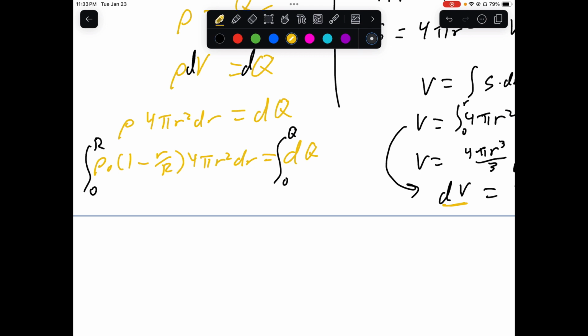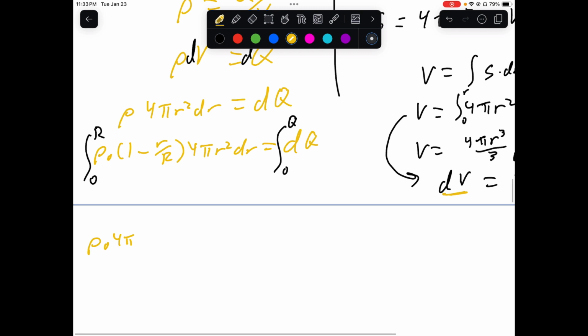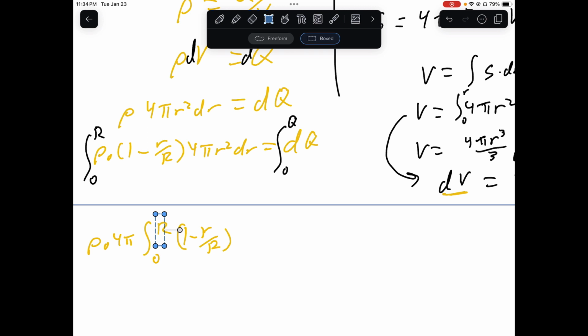So what do I have that I can pull out of the integral sign? I've got rho naught, that's something. I can pull out the 4 pi. Probably should have put the 4 pi in front, but it doesn't matter. So then it's from 0 to R. What do I have left here? I've got 1 minus r over R times r squared. I'll take my time here because I feel like this is an algebra mistake waiting to happen. I'll move that R up there just so that it doesn't look like it's in the function, because there are already too many r's in here. r squared dr is equal to the integral from 0 to Q of dq.